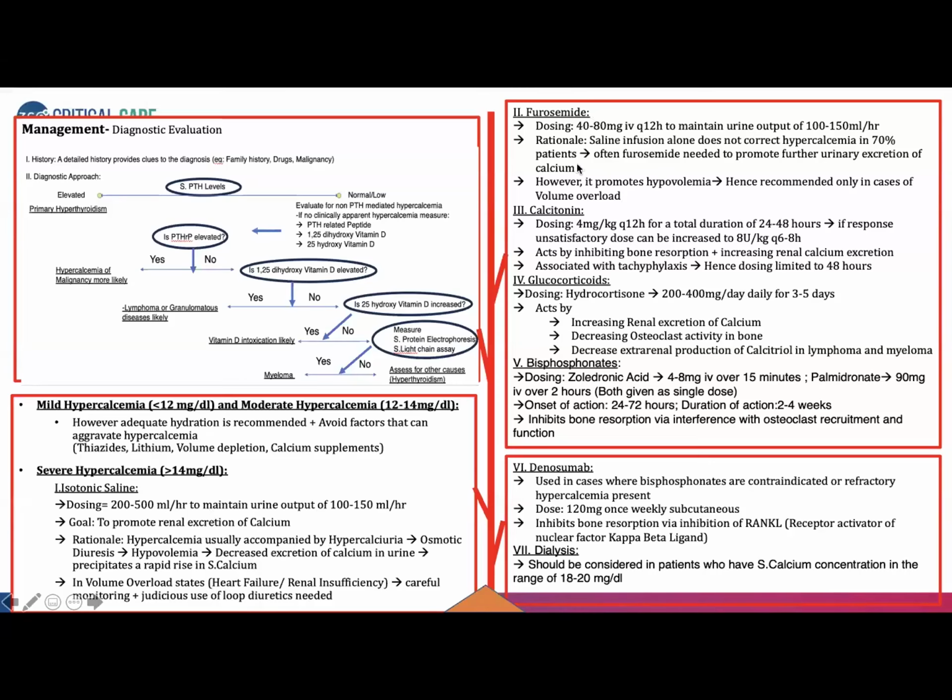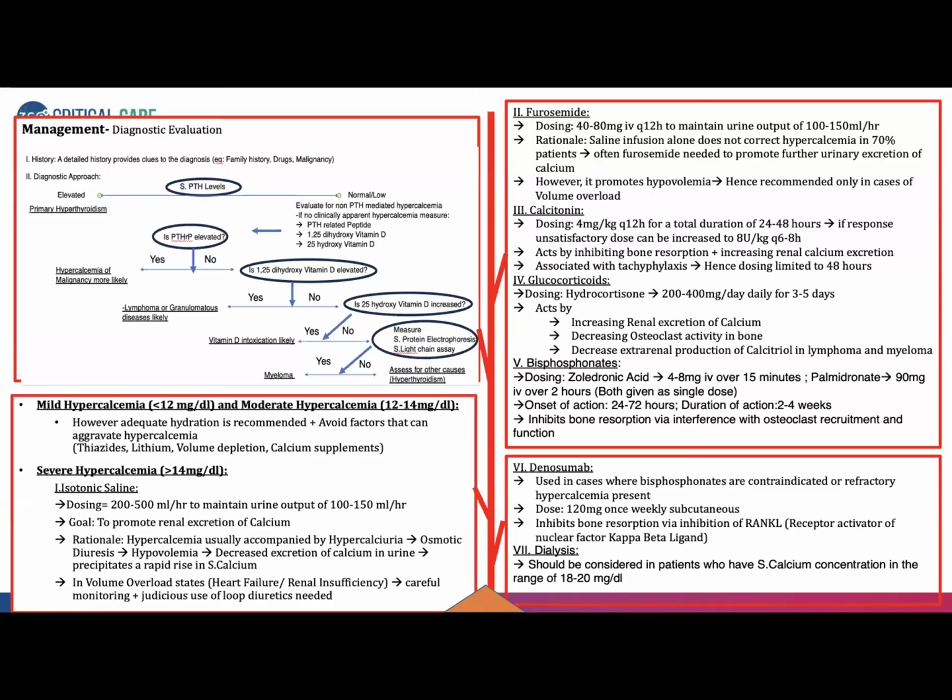ml per hour. So the rationale of giving furosemide is it does not correct hypercalcemia and 70% saline infusion alone does not promote. Furosemide is needed for urinary excretion. So, but it is recommended especially in patients who are at a risk of developing volume overload.